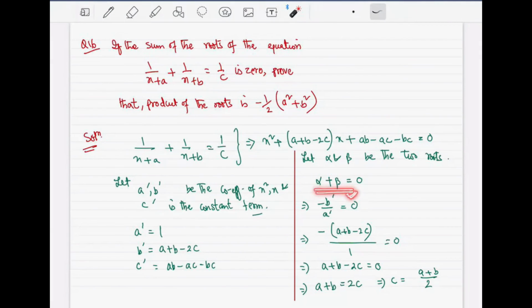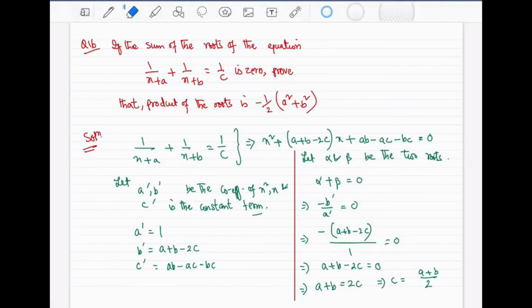From the equation of addition, this is actually an equation according to the question, right? Sum of the roots is 0. So from this equation right here, we obtain that c is equal to (a plus b) by 2. Question wants us to prove that product of the roots is this value. How do we find out the product of the roots? Alpha into beta, we find it out by c by a, right?